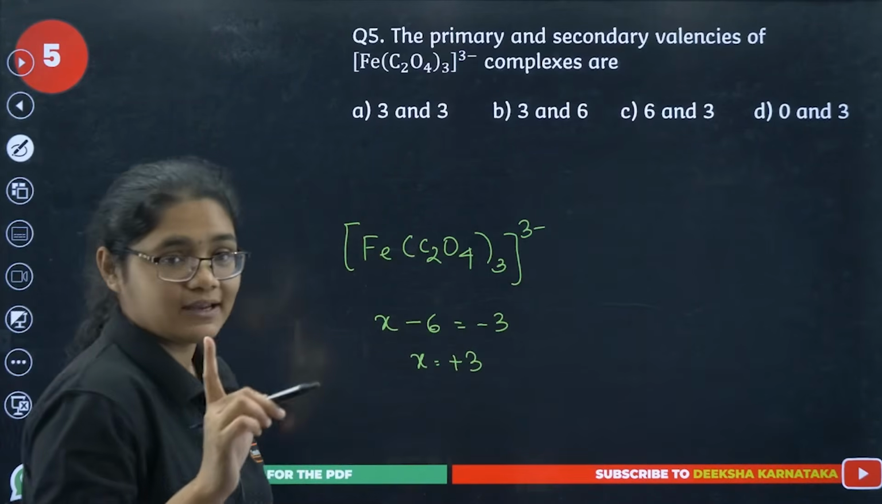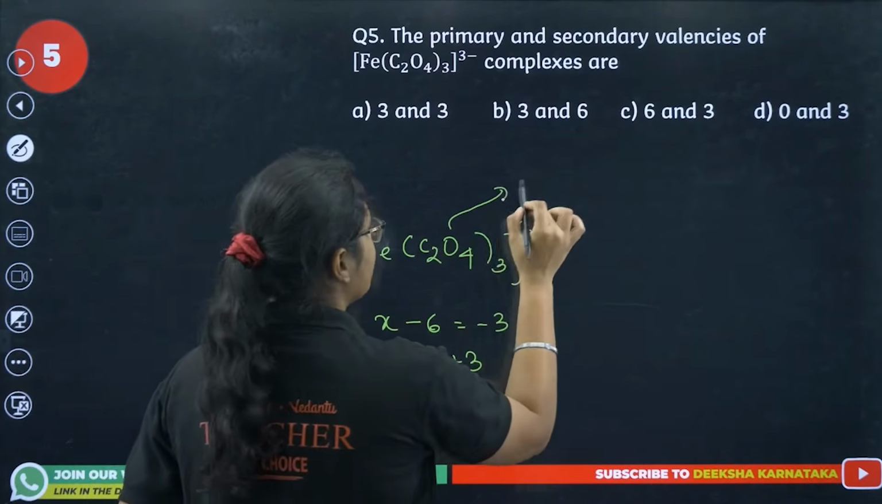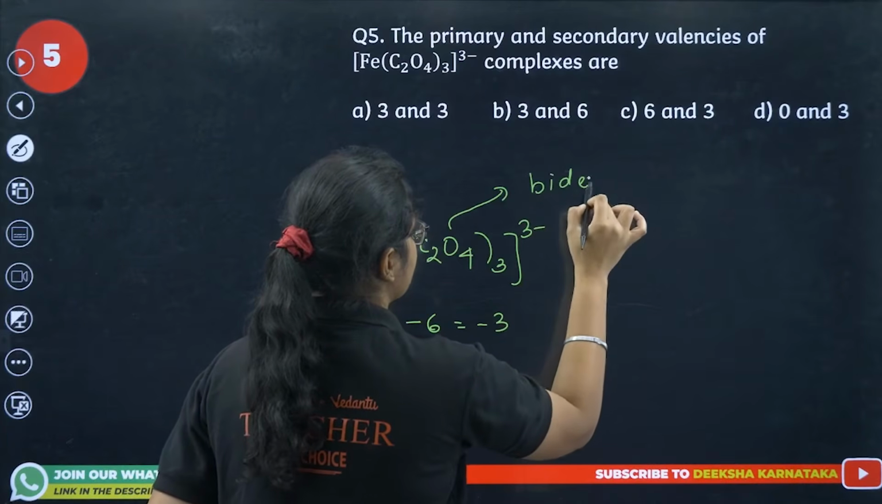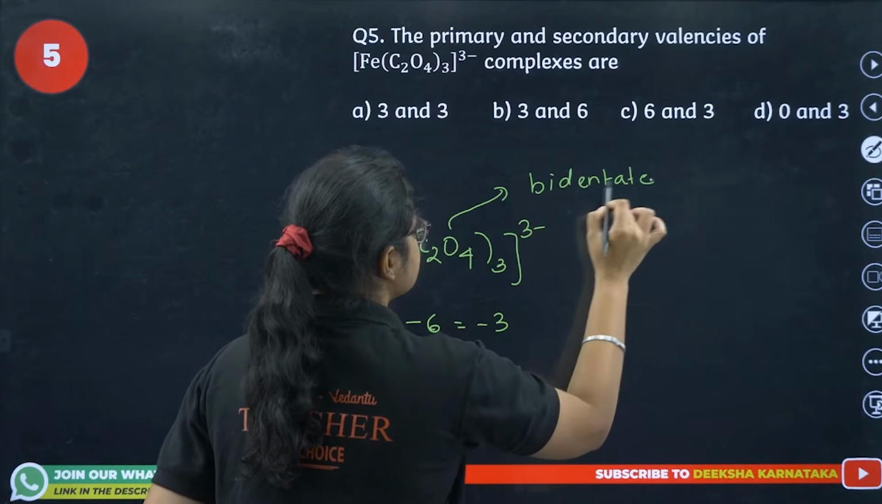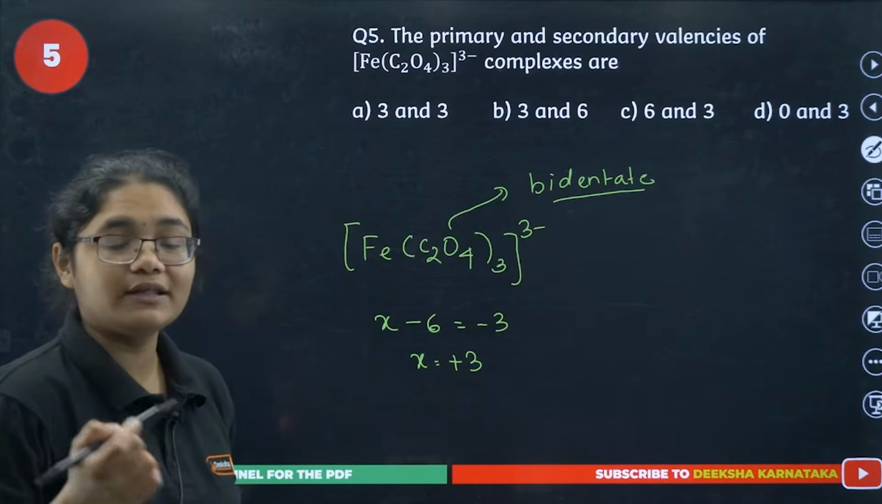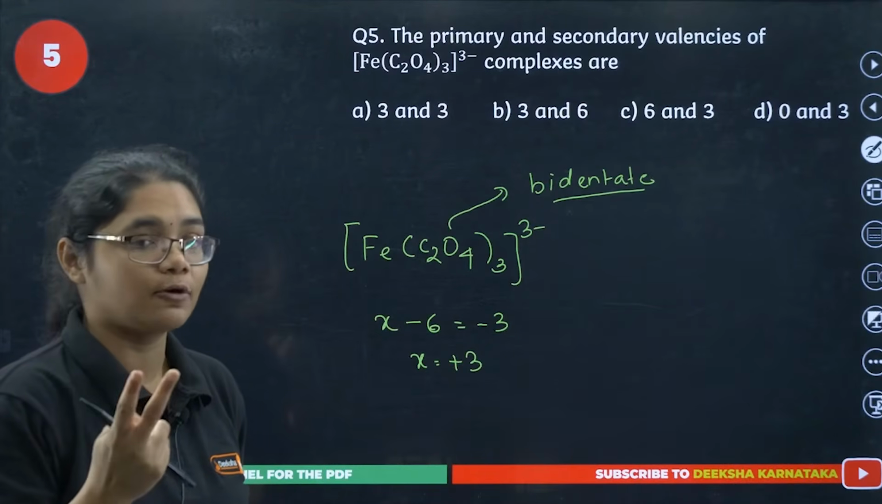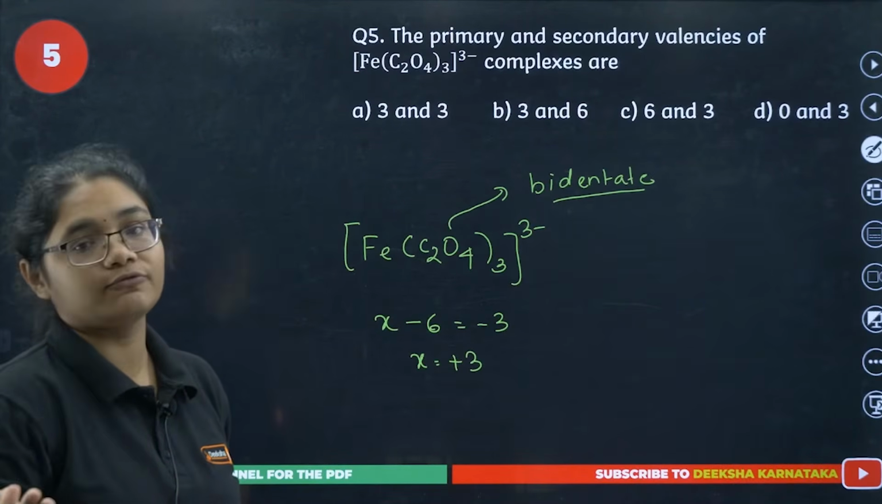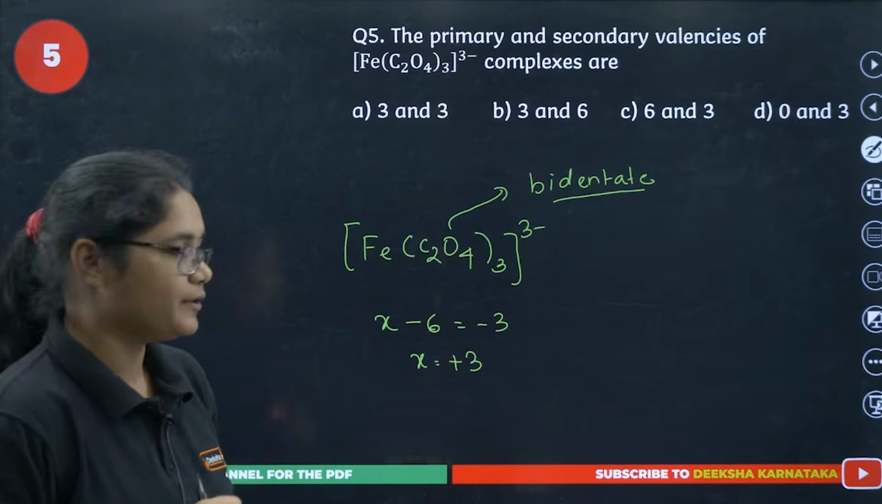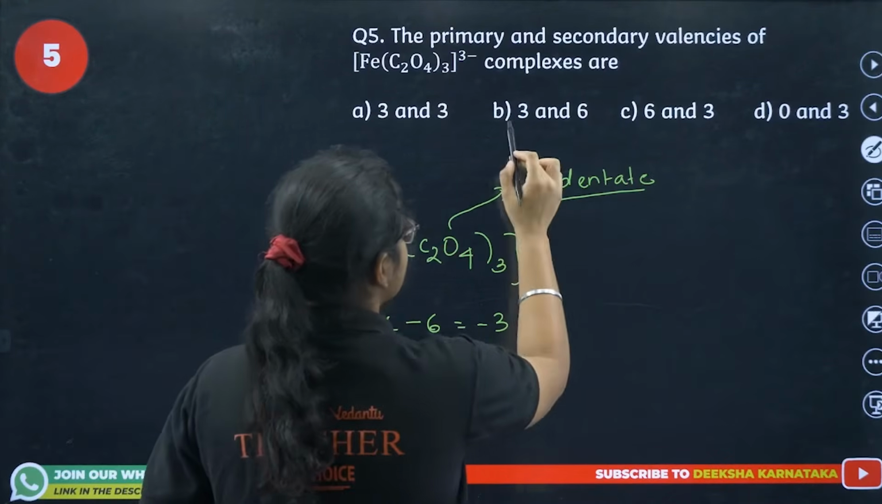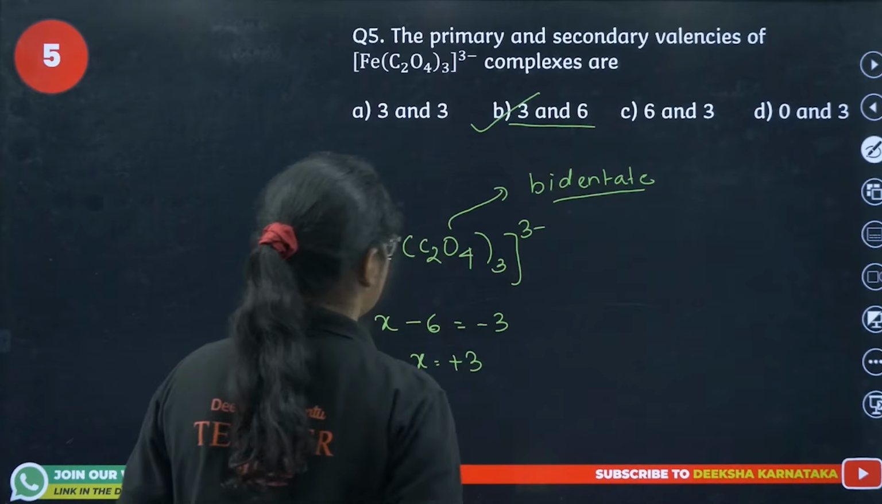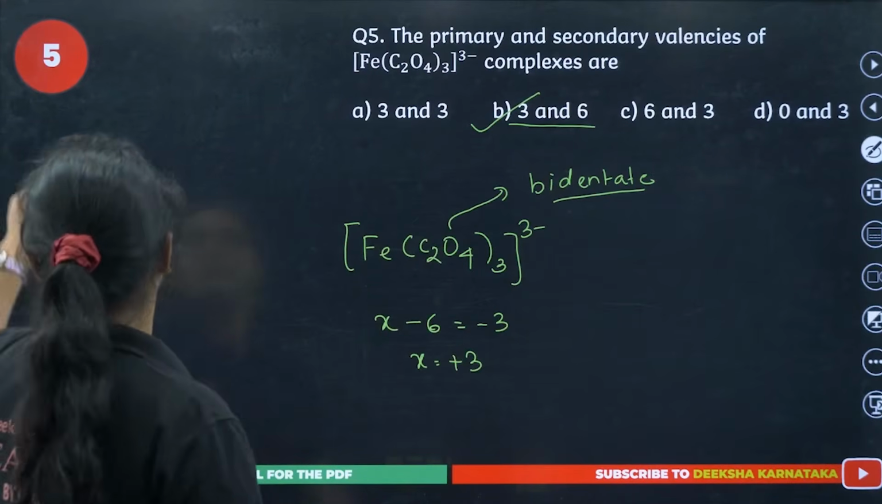You do not think 3 here, because C2O4 is a bidentate ligand. If it is a bidentate ligand, that means what? Each C2O4 will form 2 bonds. So 3 C2O4 will form 6 bonds, right? So that is why the secondary valency will be 6. So option number B is the correct one.